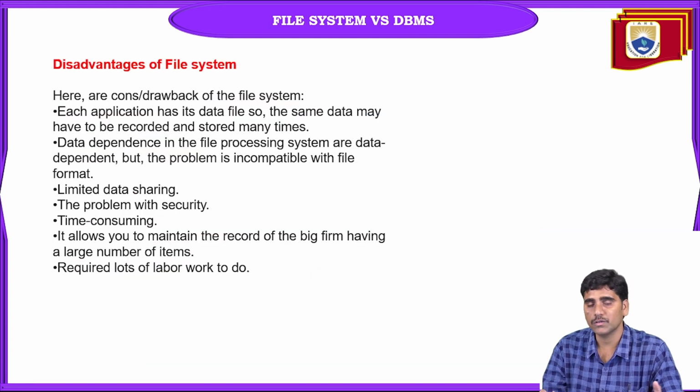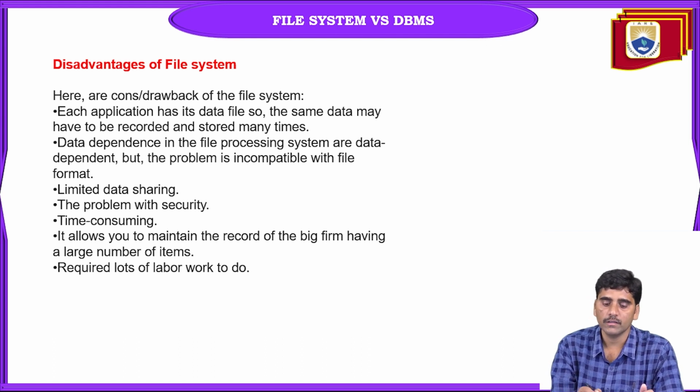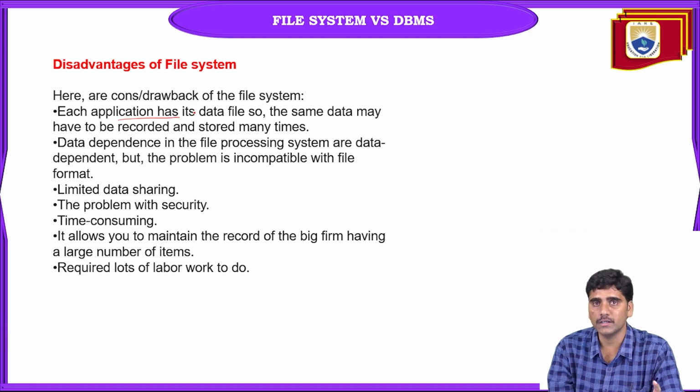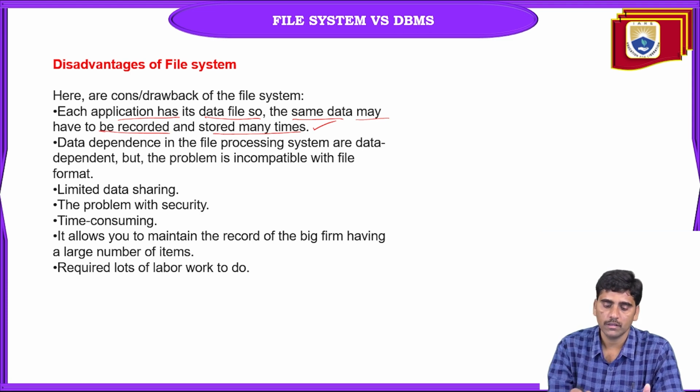So disadvantages. What are the disadvantages of the file system? Here are some drawbacks of the file system. Each application has its own data file. So the same data may have to be recorded and stored many times. That means you can create the same file name in multiple directories.